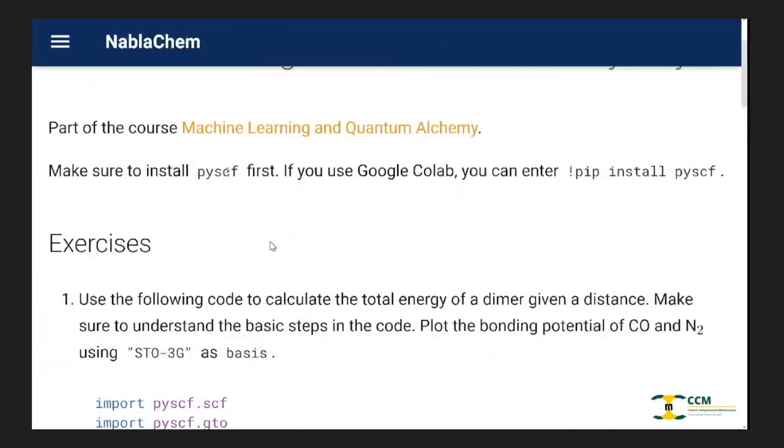Google Colab does not have PySCF, but if you just enter this here, don't forget the exclamation mark at the beginning, then you install PySCF on Google Colab. Don't forget it.